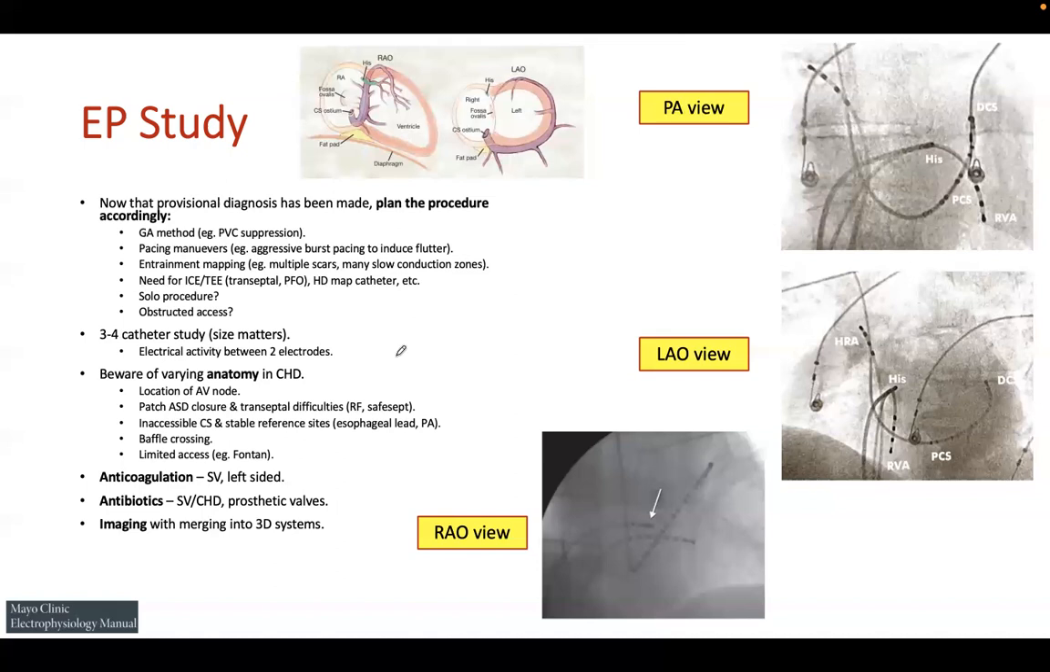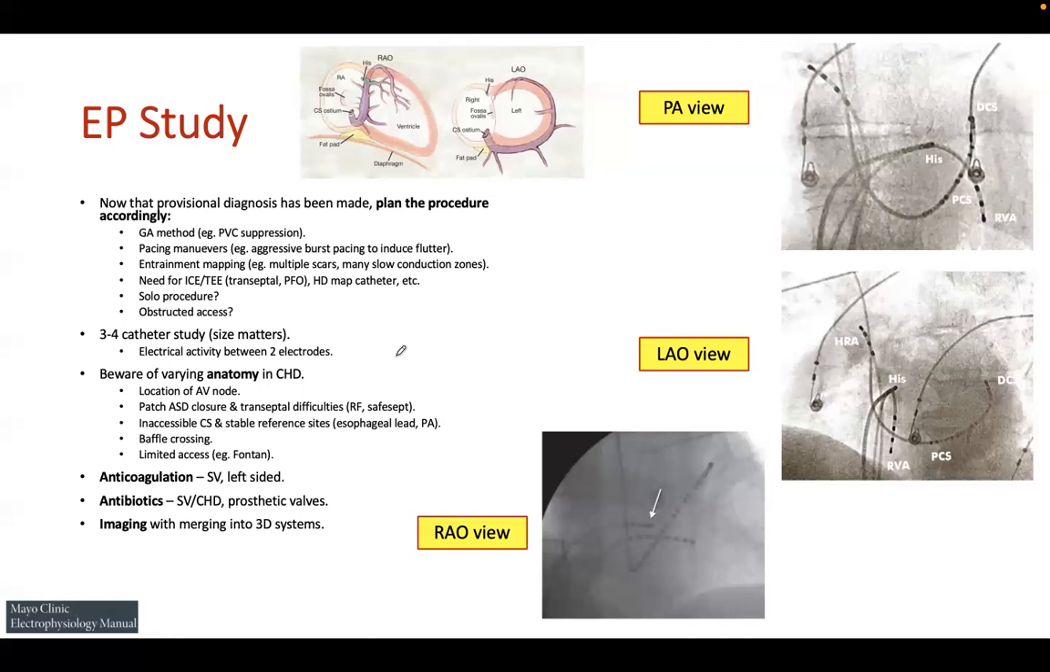Again, with specific congenital heart diseases, the AV node might be abnormally located. For example, there is something called atrioventricular septal defect, where the AV node usually is posteriorly displaced. In other words, it's more towards the CS. And so forth. There are specific patients who might have 2 AV nodes, like heterotaxia patients.